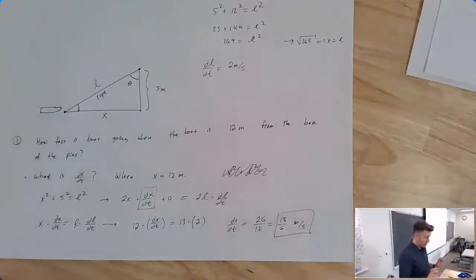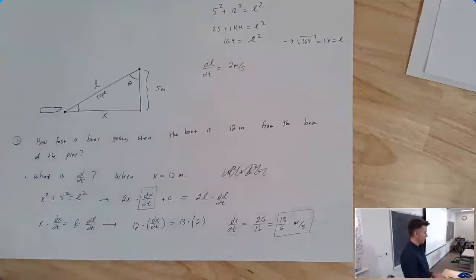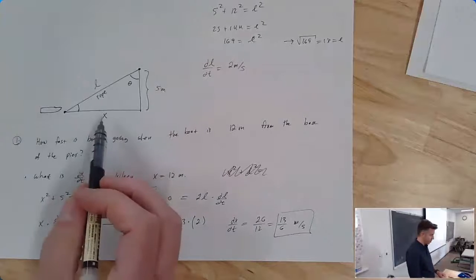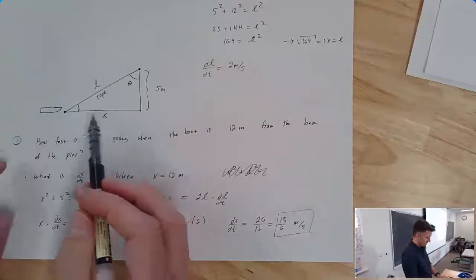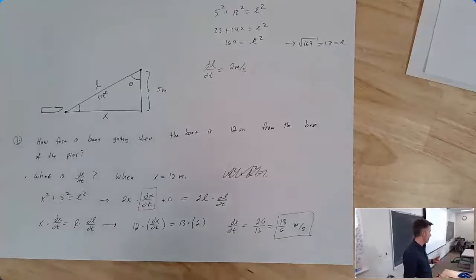So a couple things to note here. I would say that the speed of the boat at that moment is certainly 13/6 meters per second. But you could also say that x is decreasing at 13/6 meters per second because that length from the boat to the pier is getting smaller and smaller.